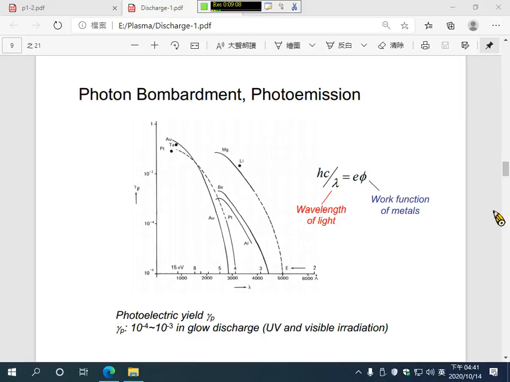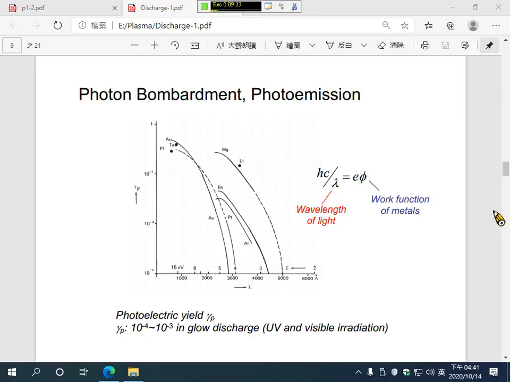The horizontal axis, the lower axis, shows the wavelength of light, and the upper numbers show the energy of the photon. So from here, 2 electron volts, 3 electron volts, 4 electron volts.